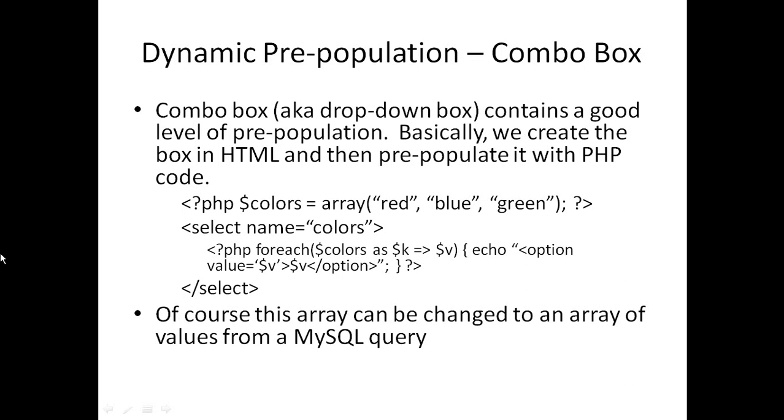and what we're now doing is we're going to echo the HTML for the option tag that gets nested within the select. So option value equals whatever the value is of the array, and then also use that as the text, and then close the option, and then close the echo, close the foreach. Just making sure that it's there, and then close the PHP tag. And of course, the array that we have here for colors can be changed to an array of values from a MySQL query.